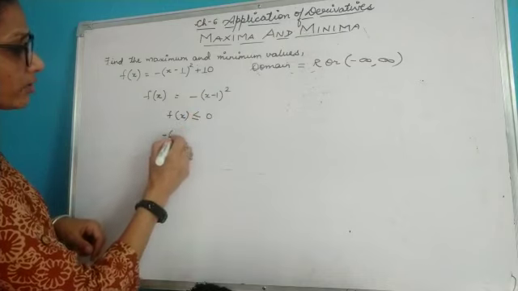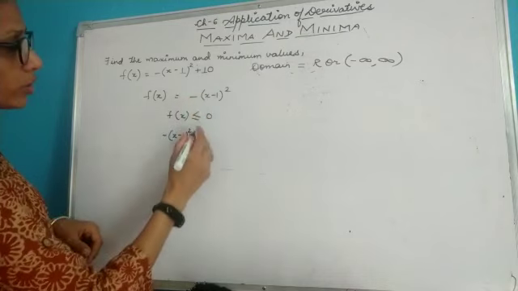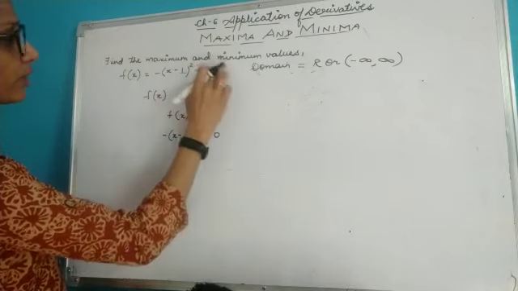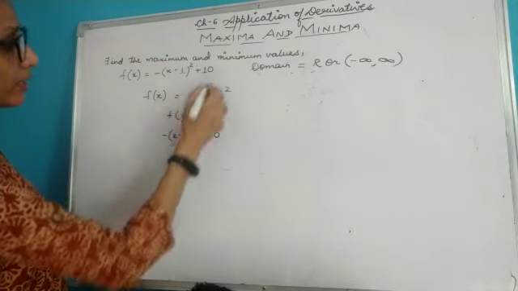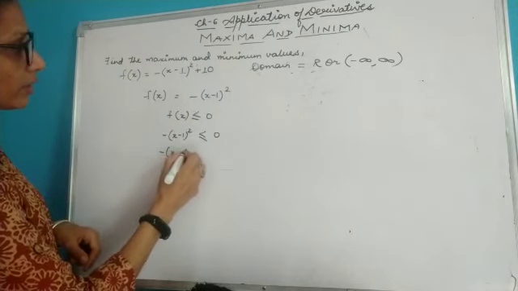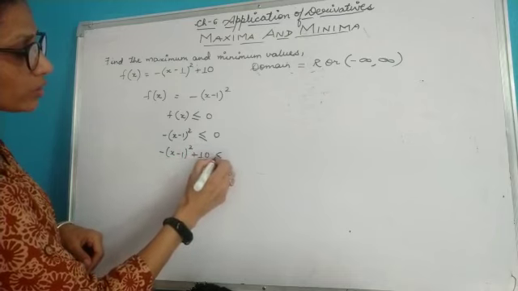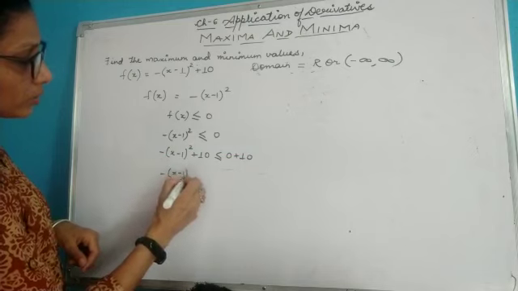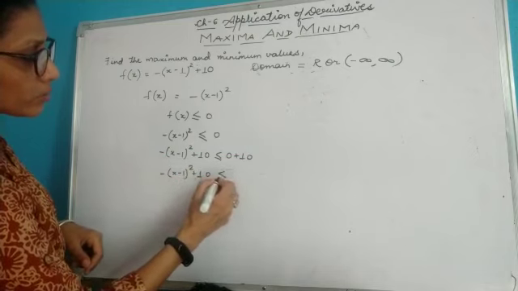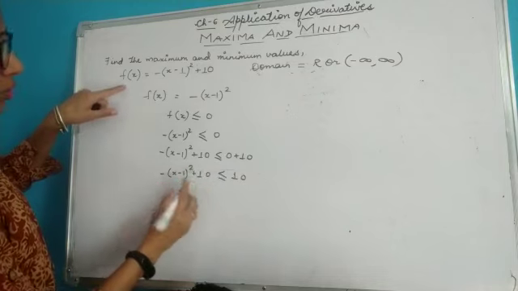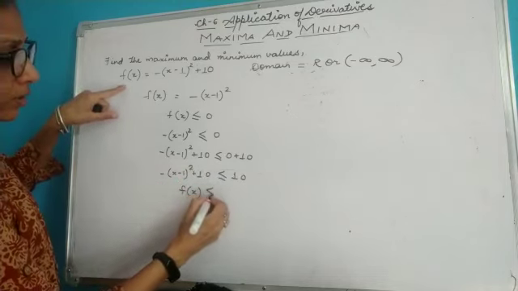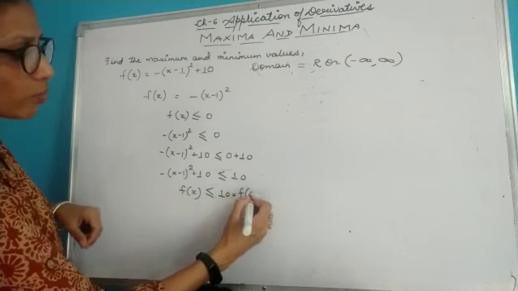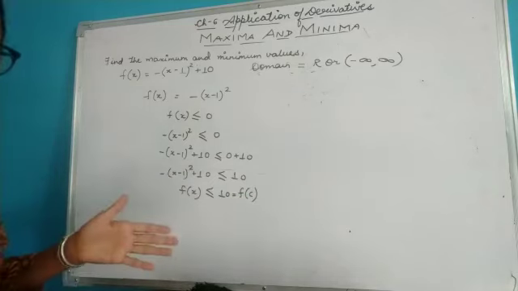Now if minus (x minus 1) whole square is less than or equal to 0, and I want to frame the function given in the question, then I can add 10 on both the sides. So it will be minus (x minus 1) whole square plus 10 less than or equal to 0 plus 10. Now what is this? This is your given function f(x), which is coming out to be less than or equal to 10. And what is this 10? This 10 is actually the value where it is attaining a maximum or minimum value.